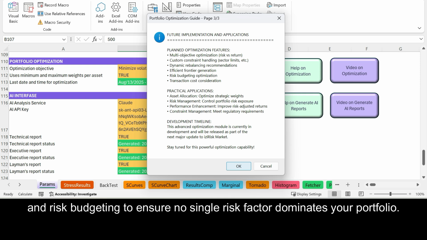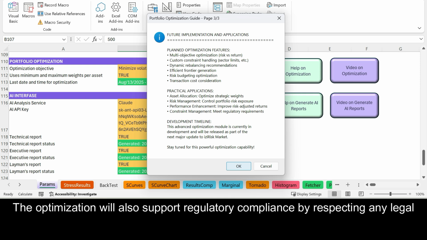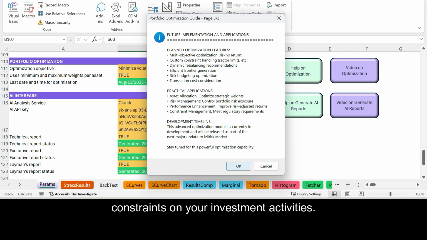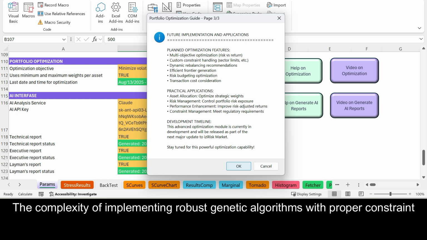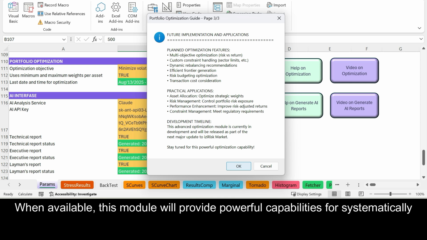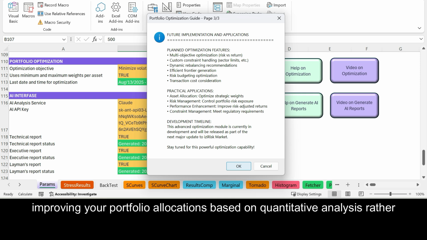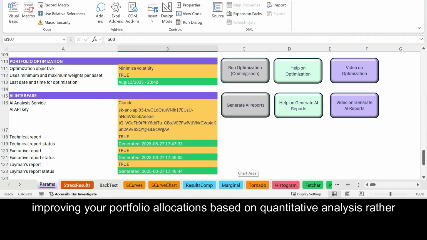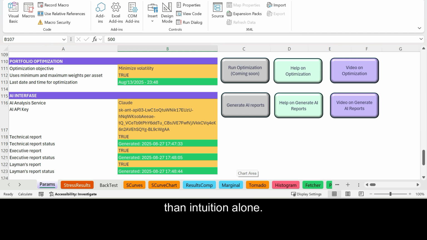and risk budgeting to ensure no single risk factor dominates your portfolio. The optimization will also support regulatory compliance by respecting any legal constraints on your investment activities. The complexity of implementing robust genetic algorithms with proper constraint handling requires careful development and testing. When available, this module will provide powerful capabilities for systematically improving your portfolio allocations based on quantitative analysis rather than intuition alone.